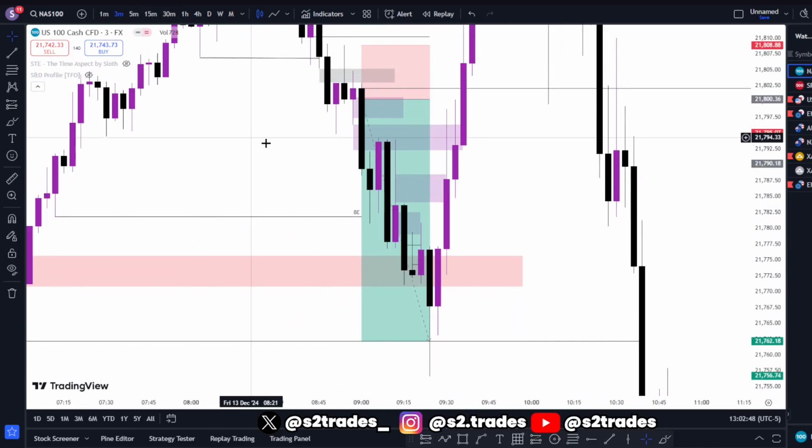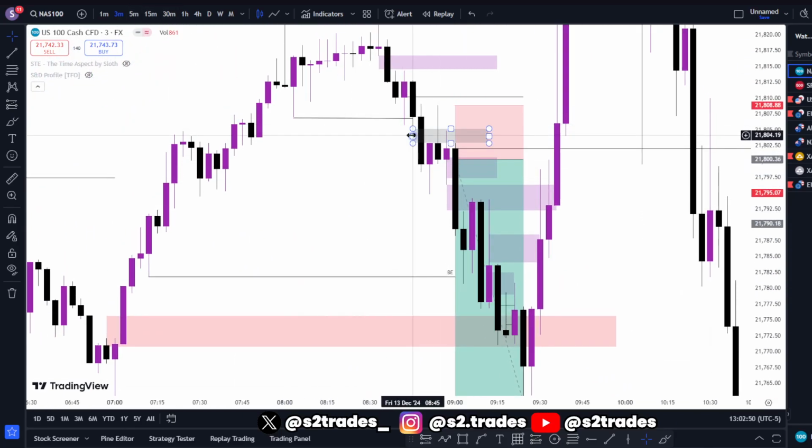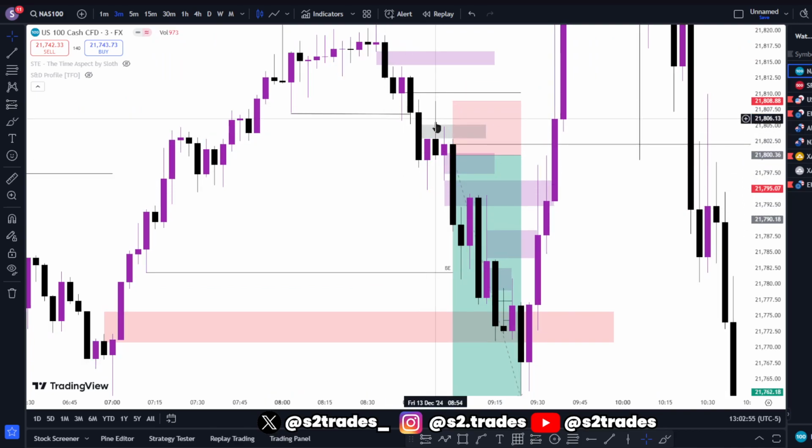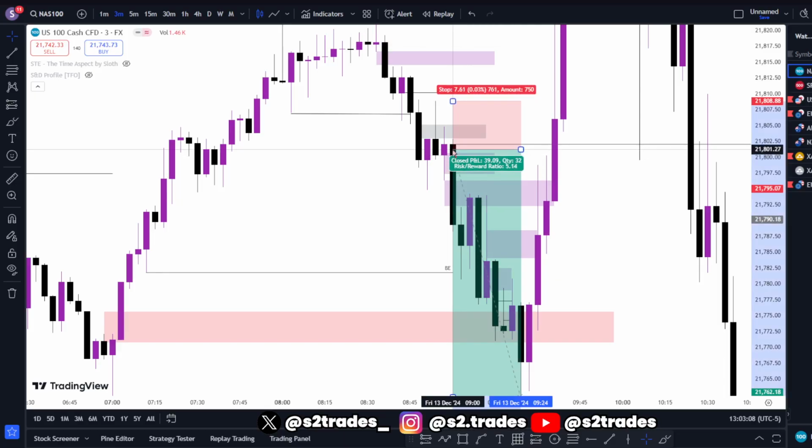So what did I see after we broke structure? We retraced into this fair value gap and we were respecting it, right? The first retracement, I kind of missed because I started looking at the charts maybe around here. But then I saw that we came back into it. We saw a move down. After we saw that move down, I entered, and I actually entered roughly around there.